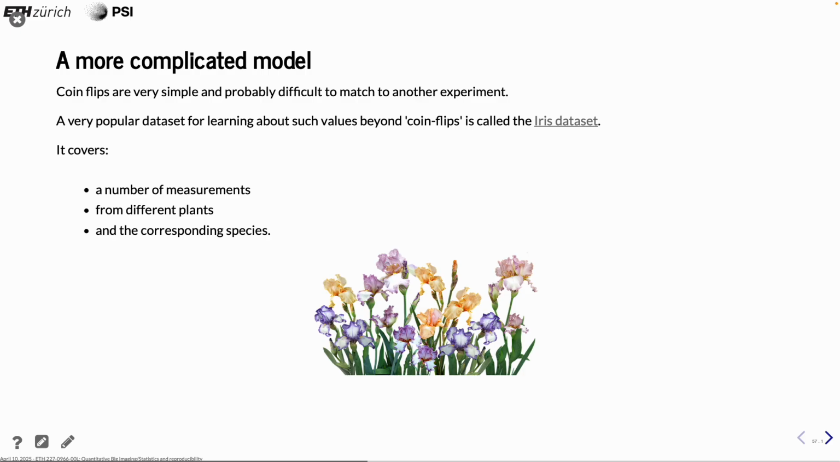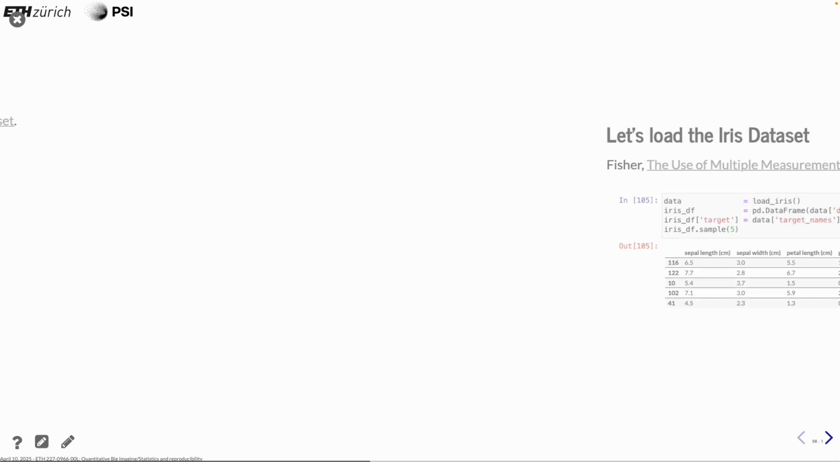A little bit more complicated model, we come to this flower data set. It's the IRIS data set. It's a quite well-known statistics study. And it covers a number of measurements. It has also different plants and even different species. So we have a pretty wide data set here to work with.